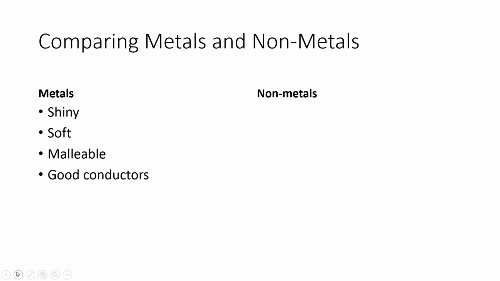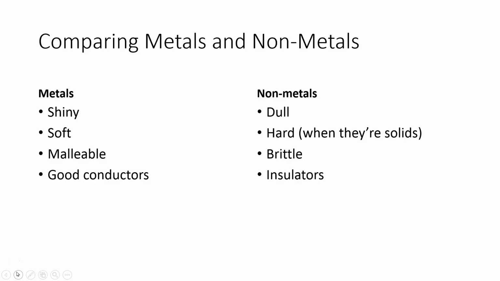Non-metals, on the other hand, are basically the opposite of all of those things. They're not shiny, but they're dull. They're hard whenever they're solids. They're brittle, so instead of being able to work them into new shapes, if we try to change their shape, they shatter. And they're also insulators, which means that they don't conduct electricity and they don't conduct heat either. So the two things are sort of opposites of one another.